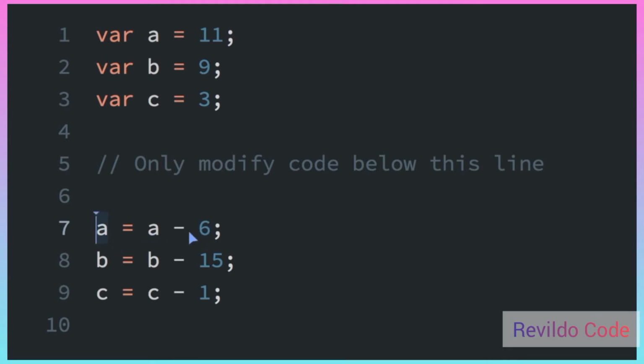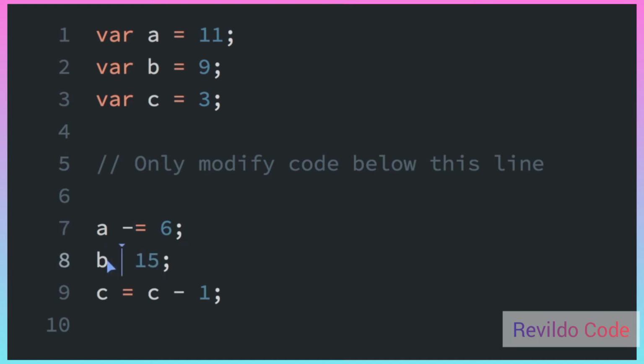But we can shorten that. Instead of a equals a minus 6, we can do minus equals. This is just a shortcut that JavaScript has that means the same thing. That means a equals a minus 6, but it's just shortened.